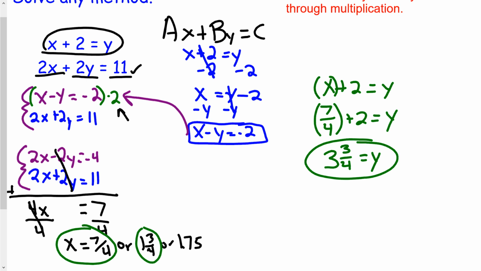Remember today, when you guys submit your answers in your proficiency check, make sure you put it in as an ordered pair, where the x coordinate comes first, and then the y. The x coordinate is 7/4. The y coordinate, if I want to leave it as an improper fraction, would be 15/4.